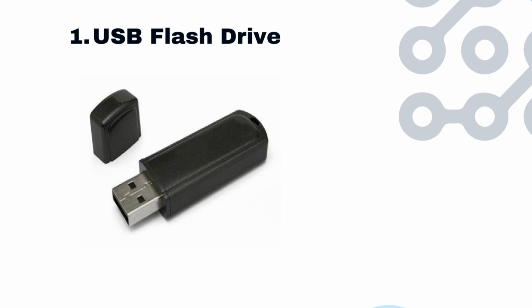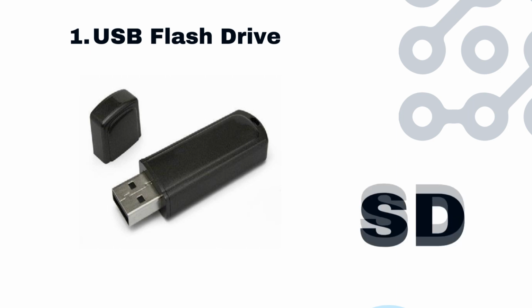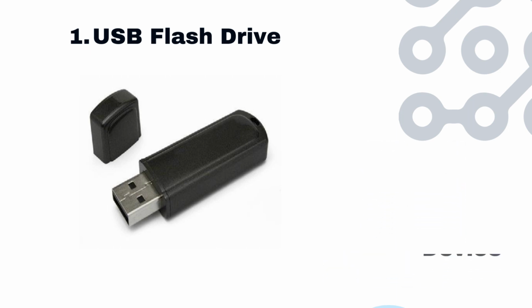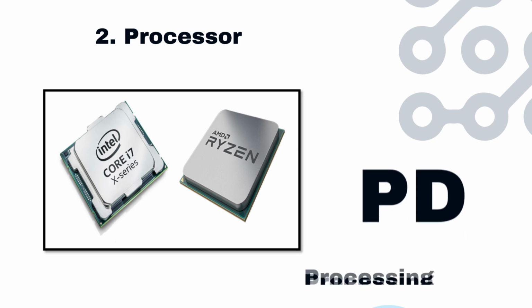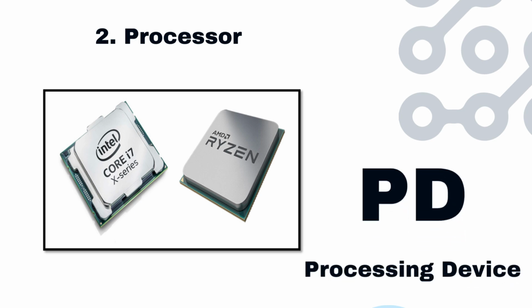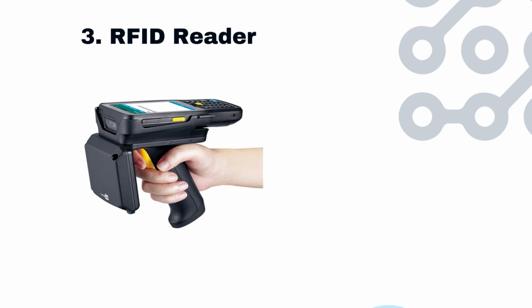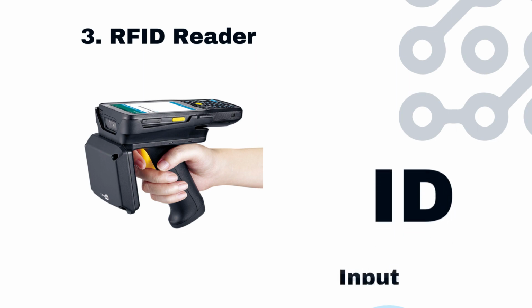Question number 1. We have the USB flash drive. So it is an example of a storage device. Number 2, processor. So it is an example of processing device. Number 3, RFID reader. It is an example of input device.